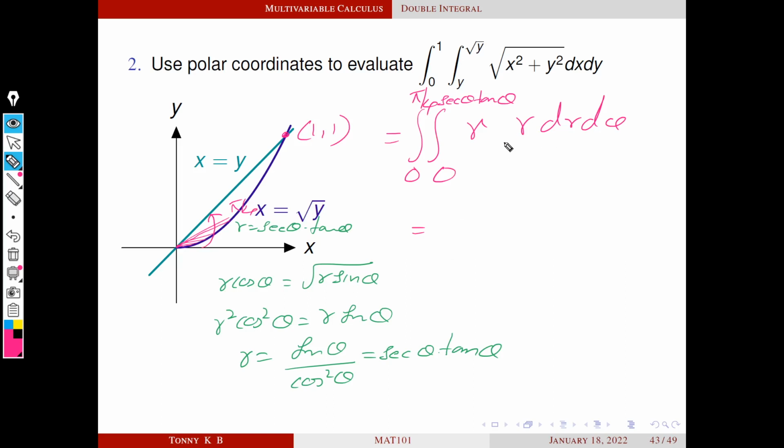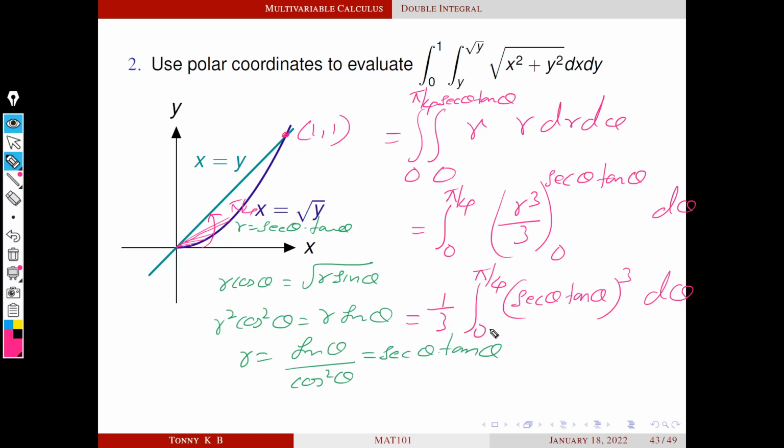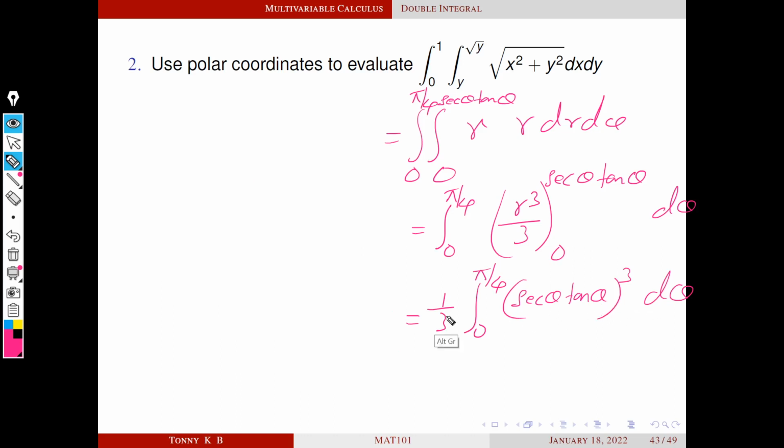And this is r square, so we know the integral of r square is r cube by 3. So this is equal to r cube by 3, from 0 to sec theta tan theta. Here 1 by 3 is common, you can take it outside and substitute the upper limit and lower limit. So this becomes 1 by 3, integral 0 to pi by 4, when r equals sec theta tan theta whole cube, and when r equals 0, this term becomes 0. Next we have to integrate this expression.